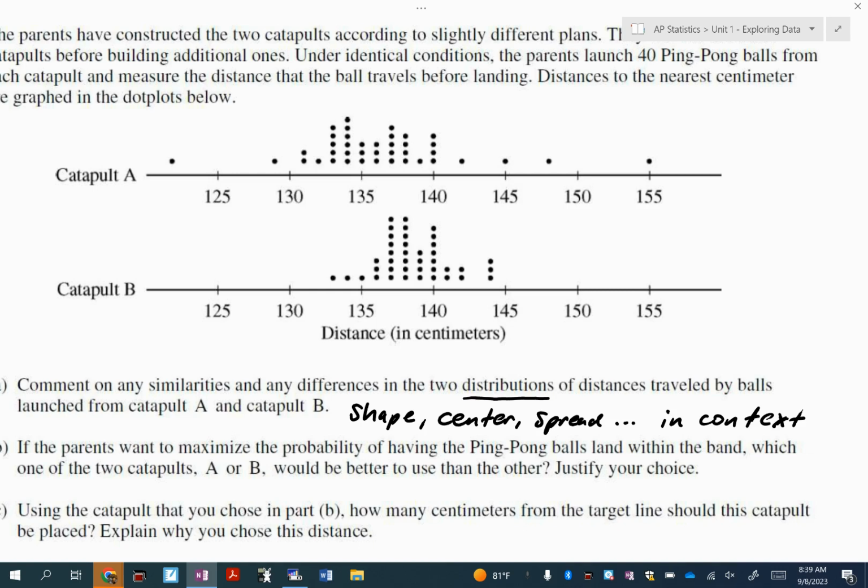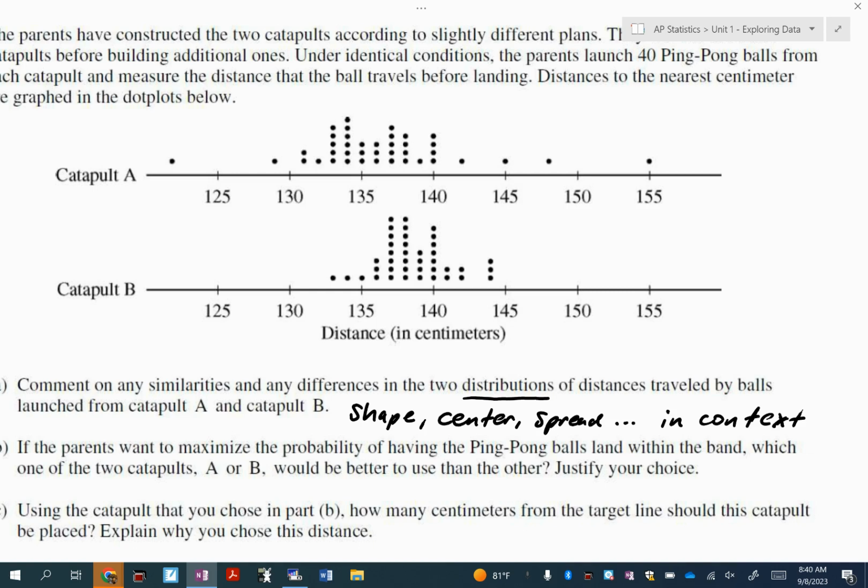What about the center? What do you think is the easiest center to find when you're given a dot plot? What is the easiest center to find in this graphical display? No, that's not a center. That's a measure of spread. Mean or median are really your options here. Is it mean or median that is easiest to find right now?